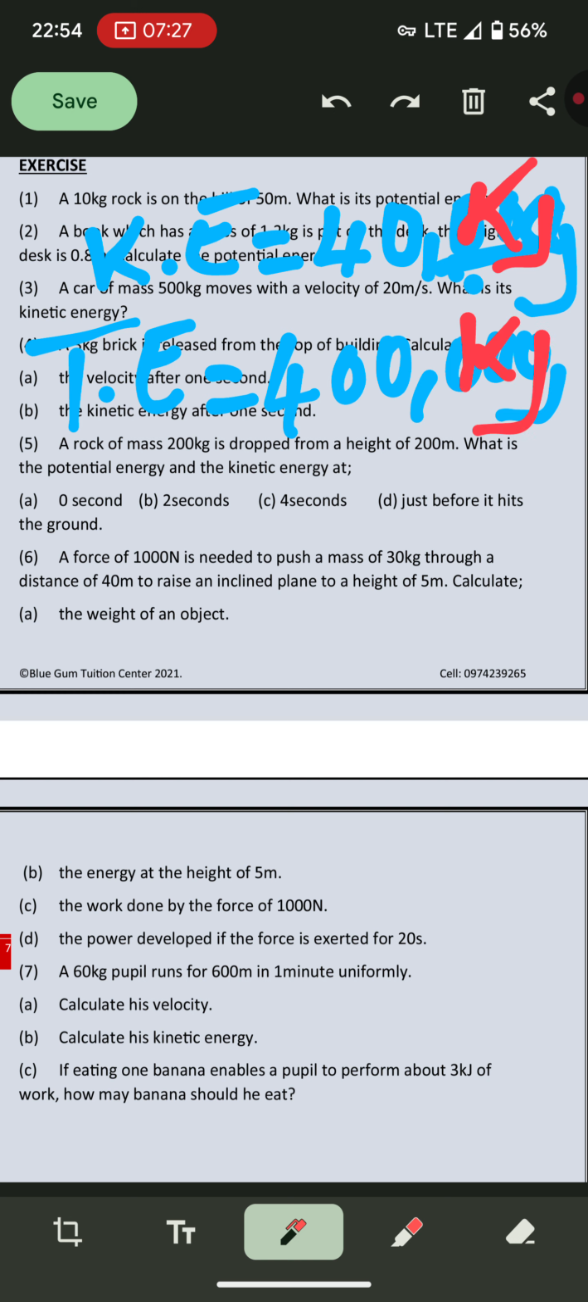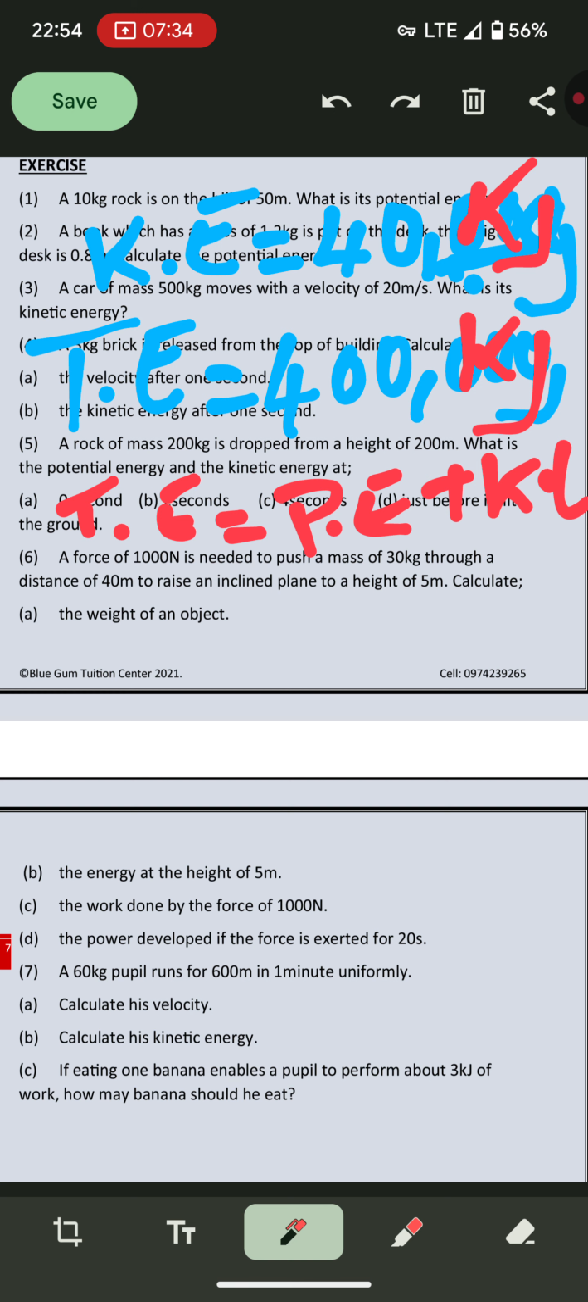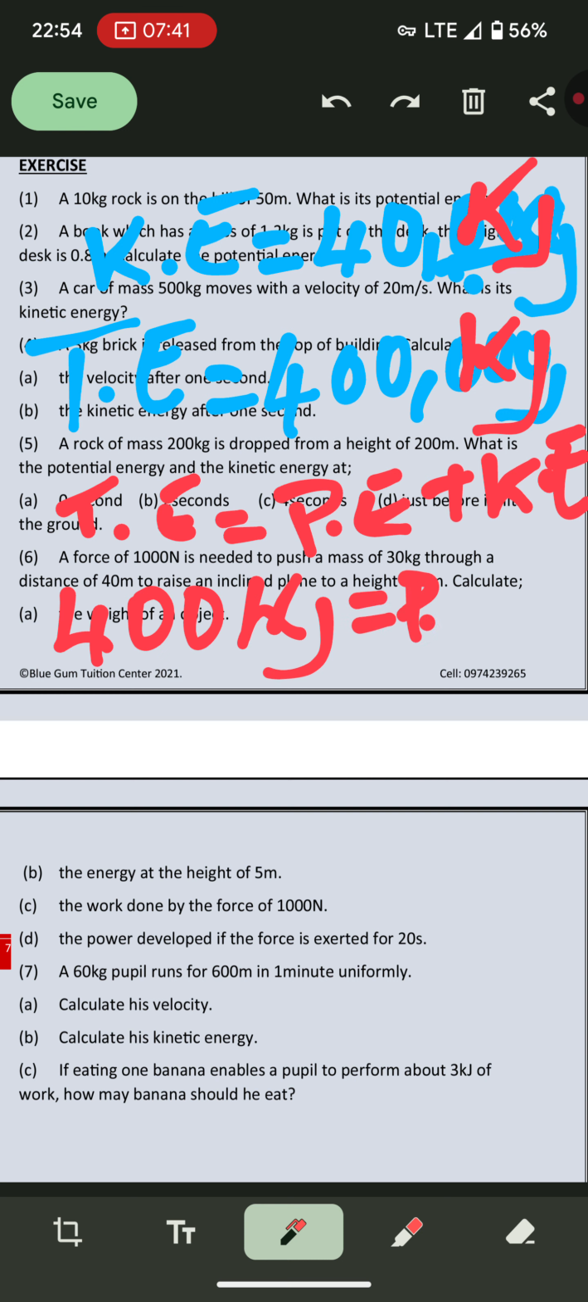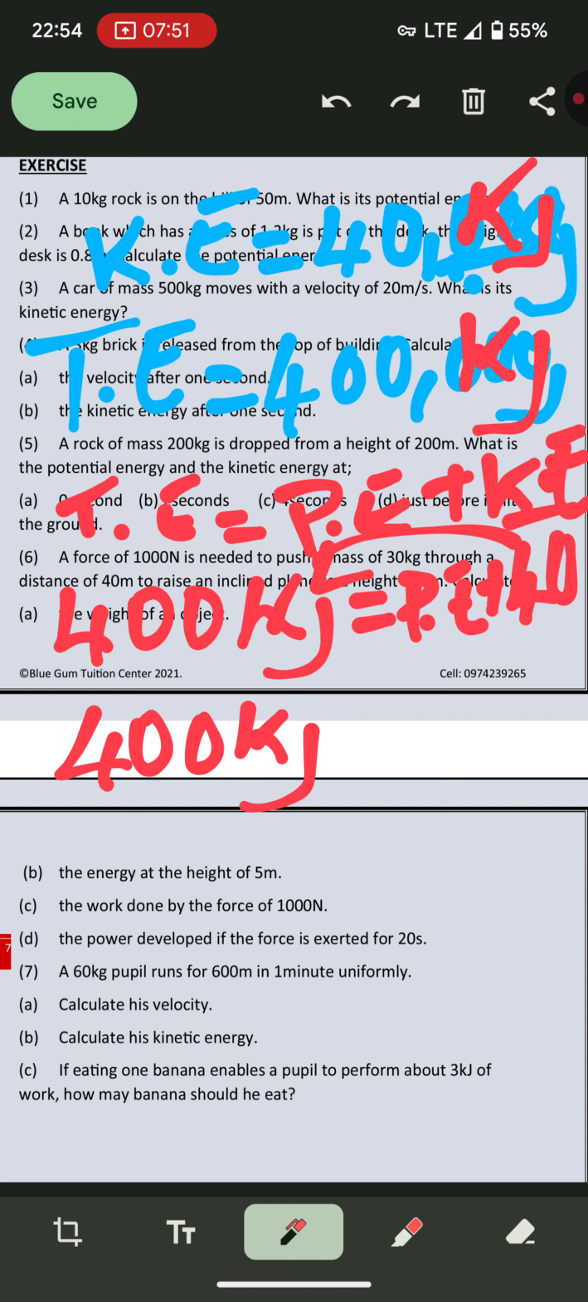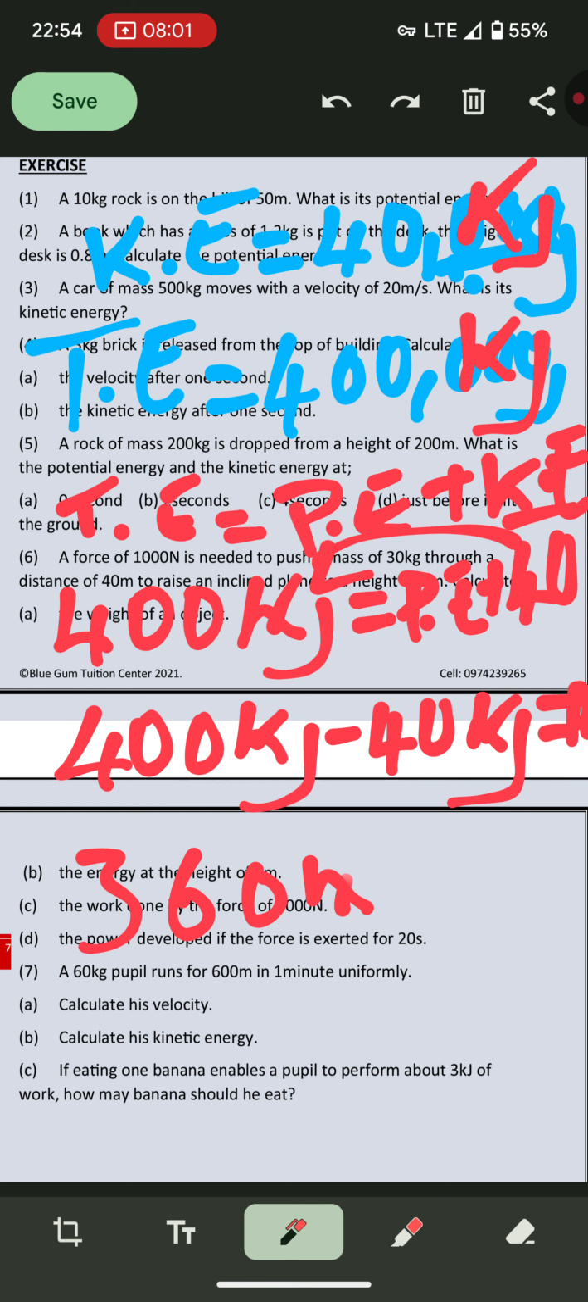So now the total energy is potential energy plus kinetic energy, right? So the total energy, 400 kilojoules, equals potential energy plus the 40 kilojoules, which is kinetic energy. You can bring the 40 here, then it becomes 400 kilojoules minus 40 kilojoules. That's your potential energy.